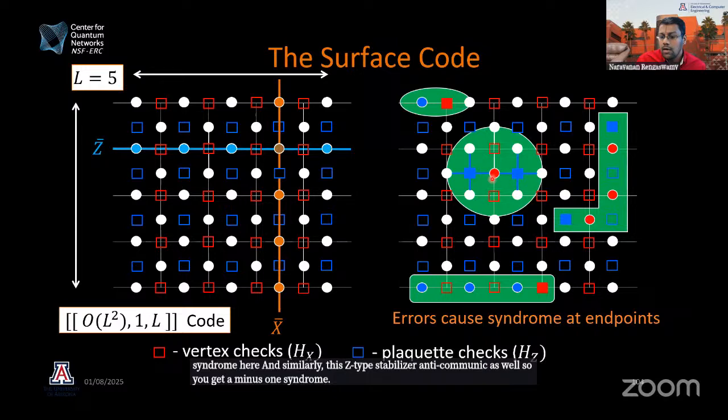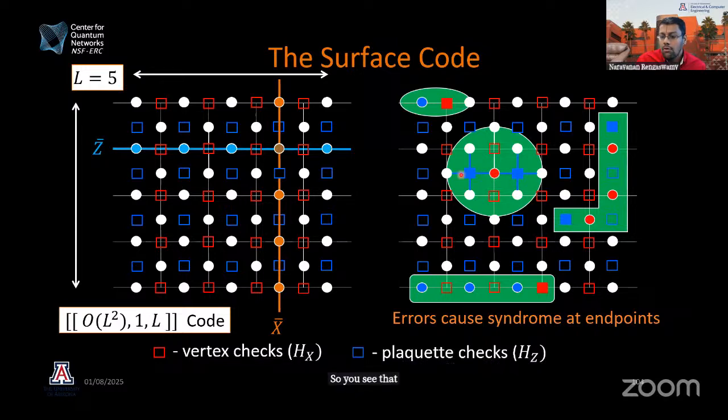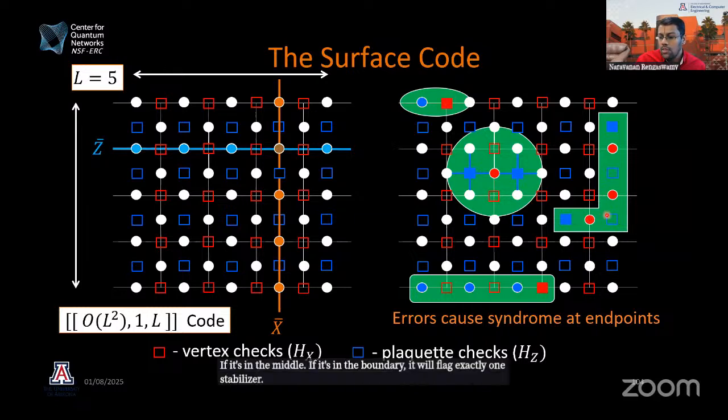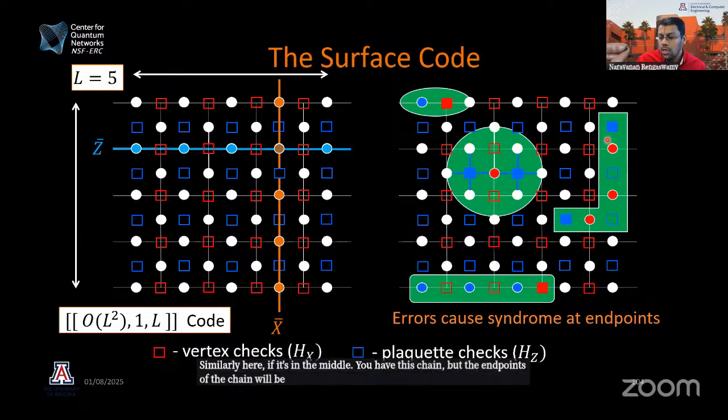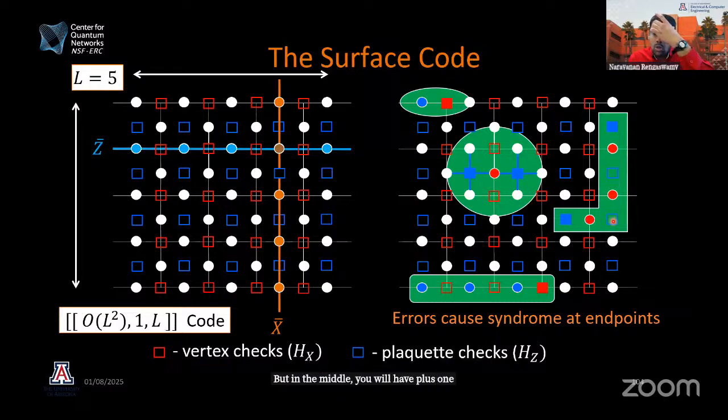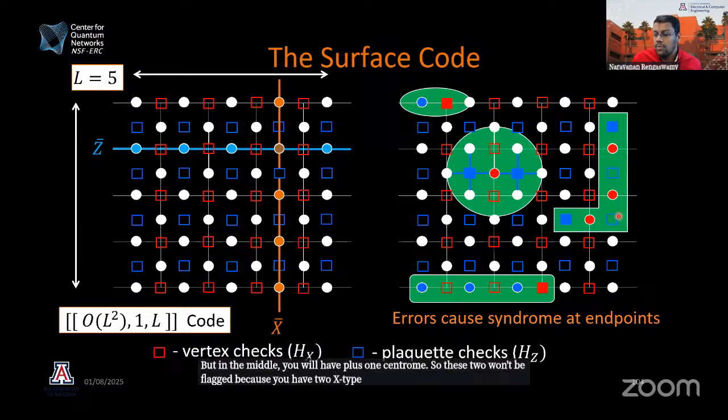So you see that whenever you have an error, it will flag 2 stabilizers if it's in the middle. If it's on the boundary, it will flag exactly 1 stabilizer. Similarly here, if it's in the middle, you have this chain where the endpoints of the chain will be -1 syndromes. But in the middle, you will have +1 syndrome. So these two won't be flagged because you have 2 X-type errors on a Z-type stabilizer, and so they commute.